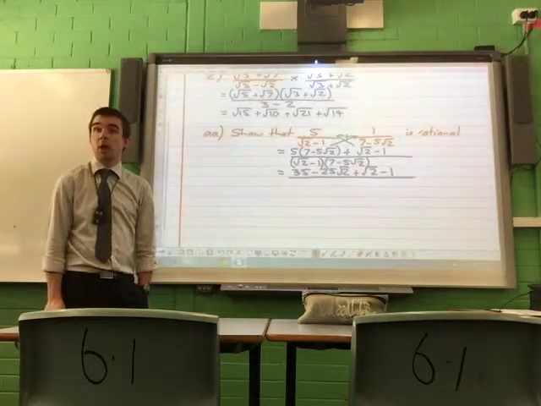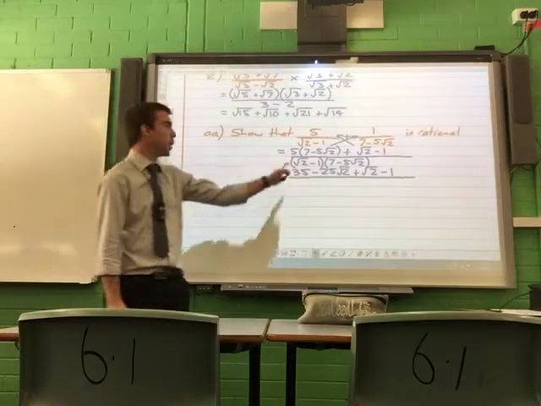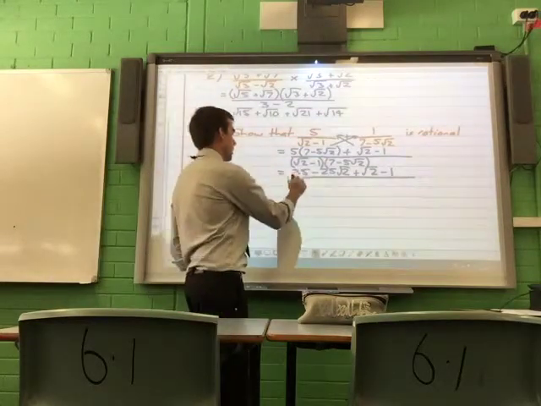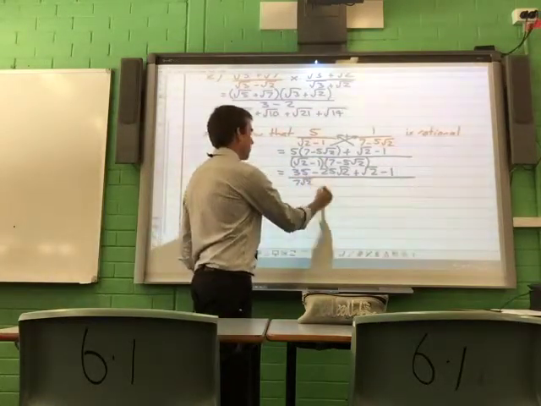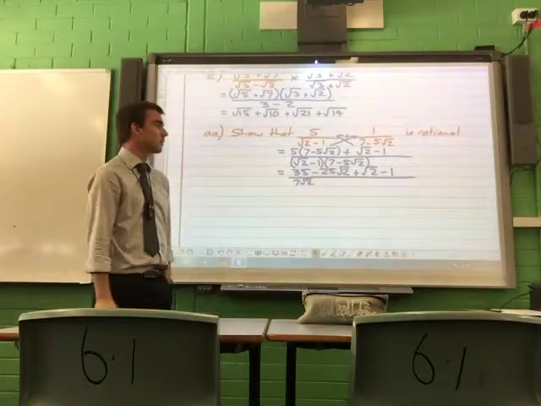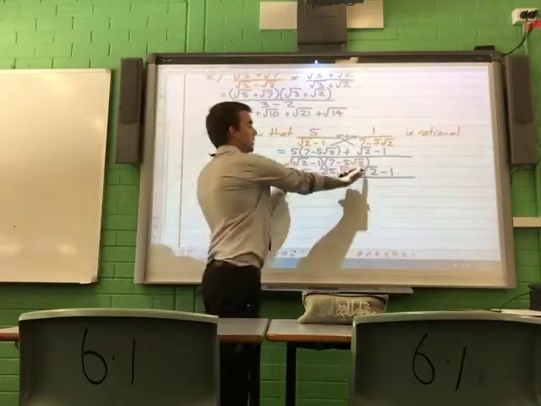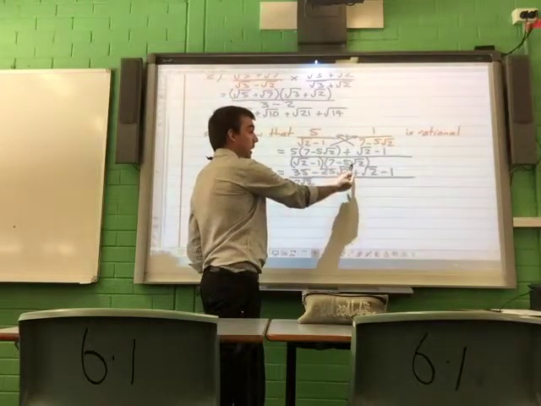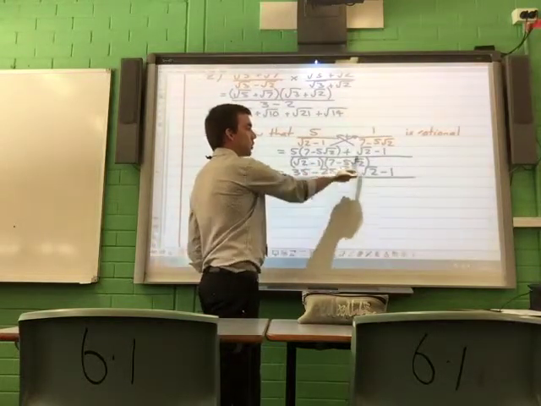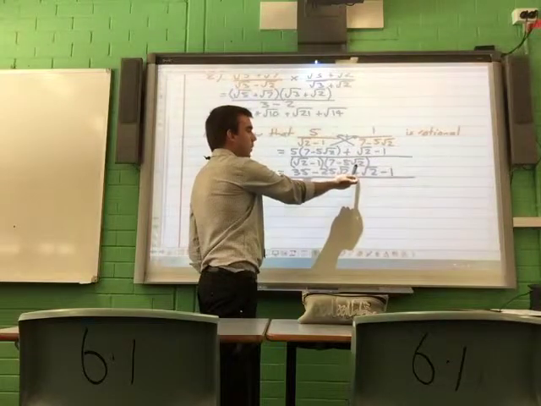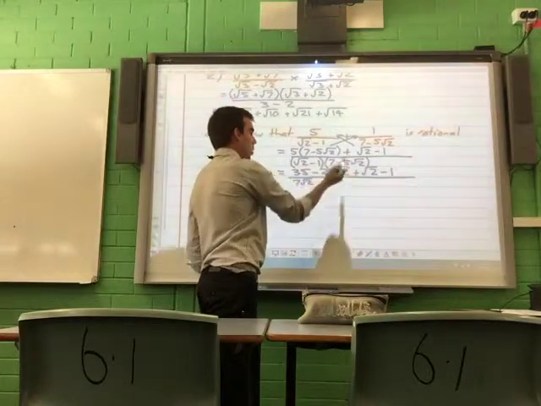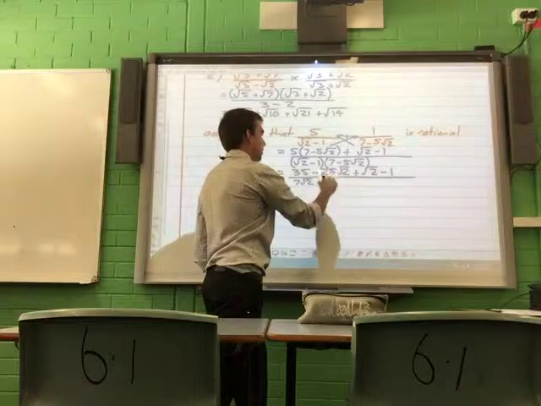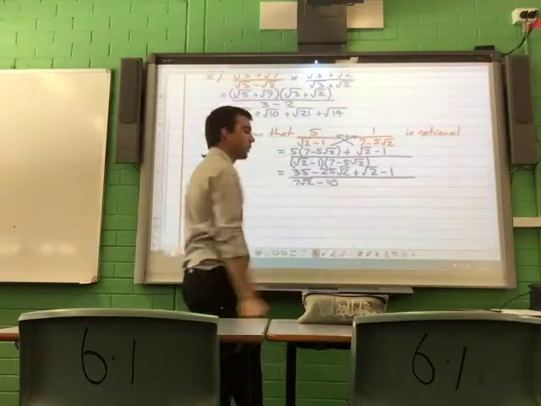And then we've got the binomial product on the bottom. So first, that times that: 7 root 2. Then we do the outer. So root 2 times negative 5 root 2. So we've got root 2 times root 2, sorry, times 5. So 2 times 5 is 10.